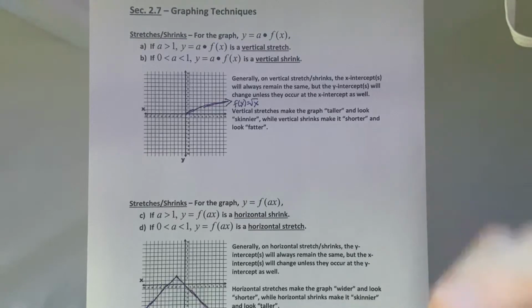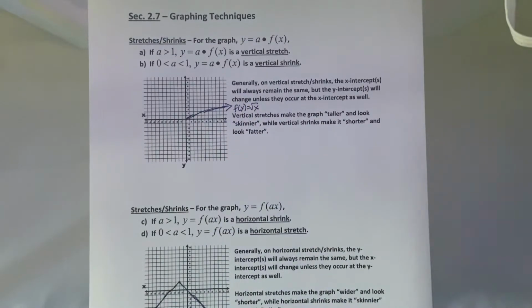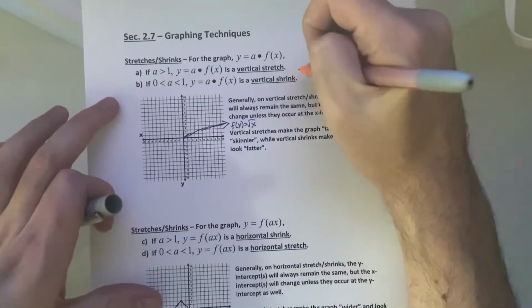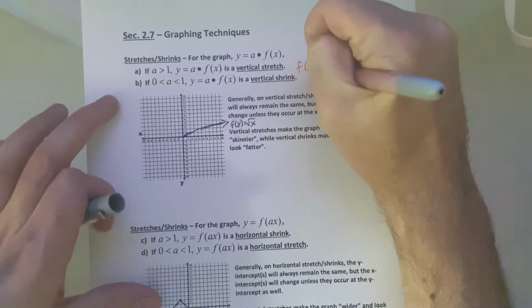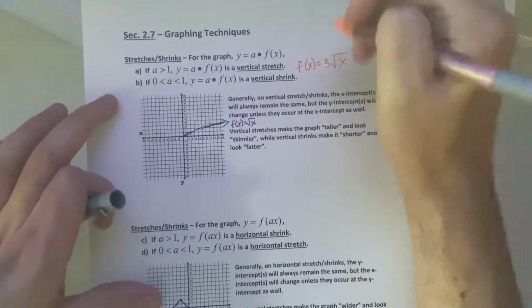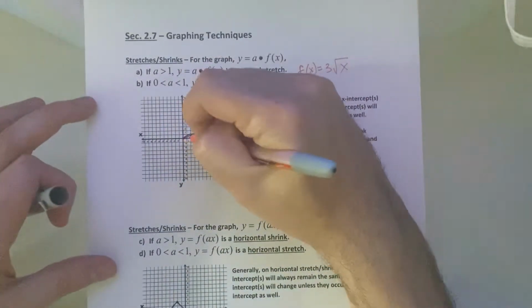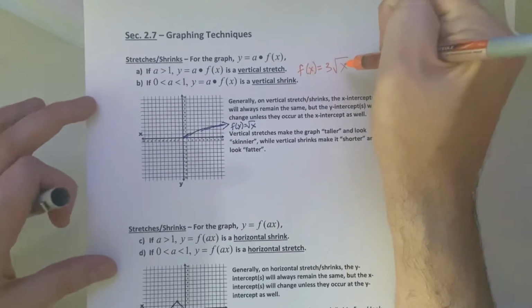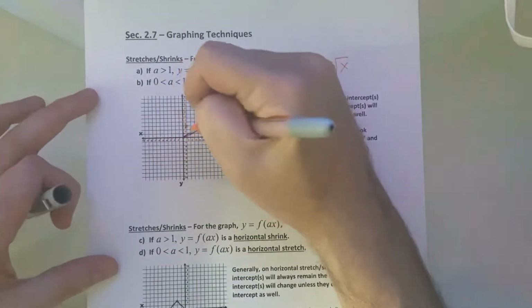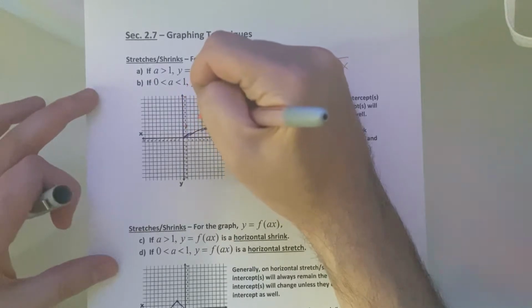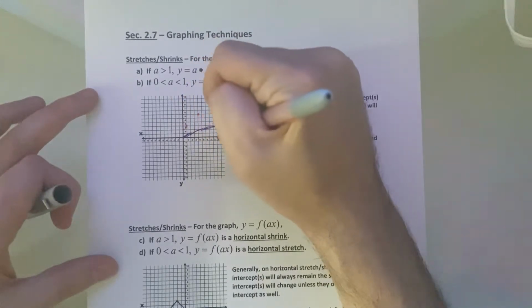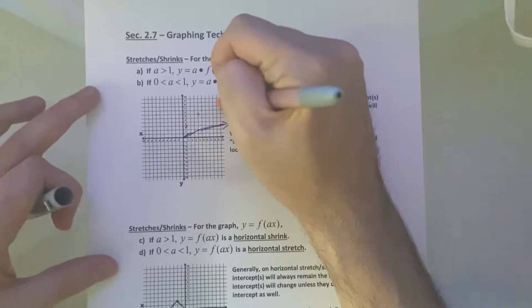So if you've got a number multiplied in front of your function, a times f of x, and that number is greater than 1, it creates a vertical stretch. If it's a fraction, it creates a vertical shrink. So if I have f of x equals the square root of x, and I take f of x equals 3 times the square root of x, it stretches the graph. All the y values get tripled, so instead of the square root of 1 being 1, we now have 1 times 3, so we're at 1, 3. 4 is now at 6. For example, the square root of 9 is 3, but now it's at 9.